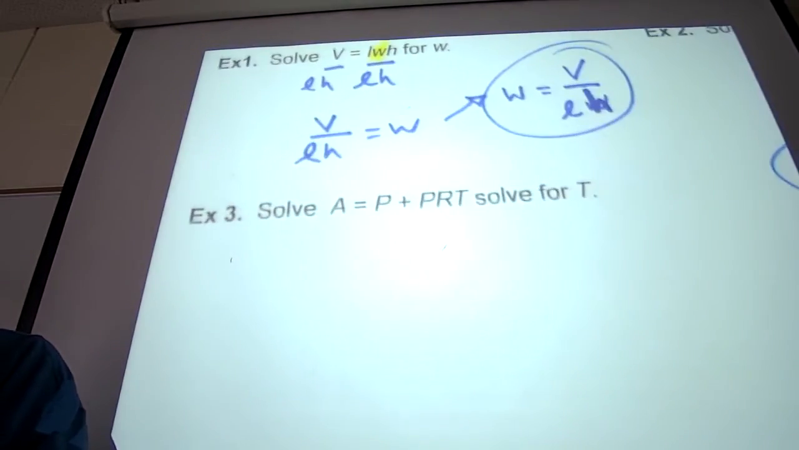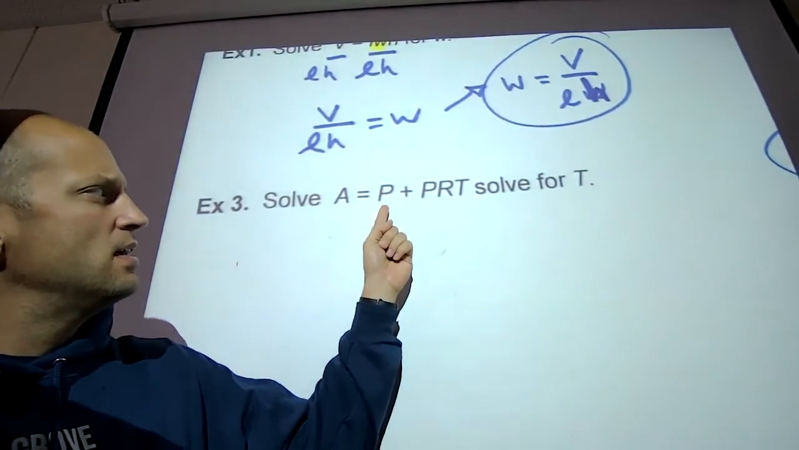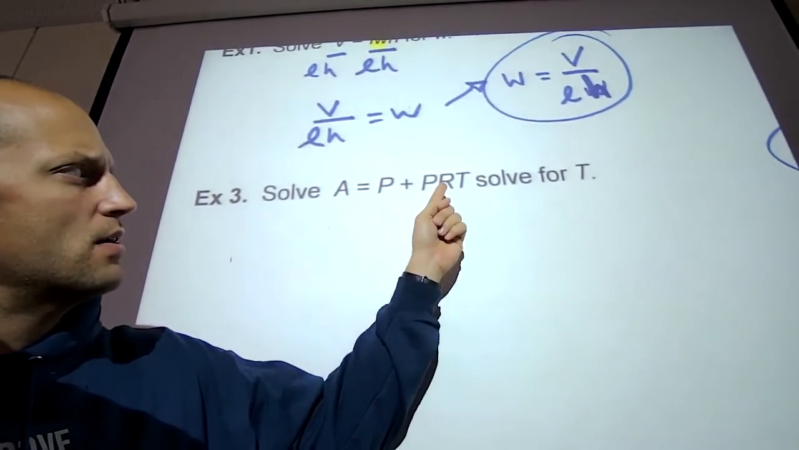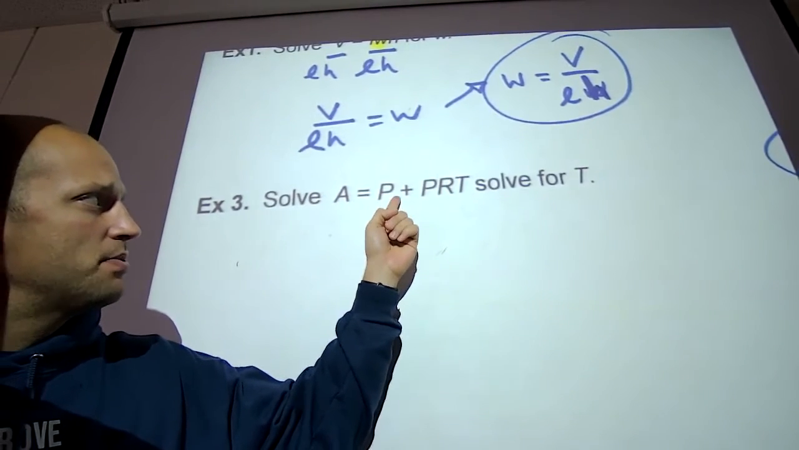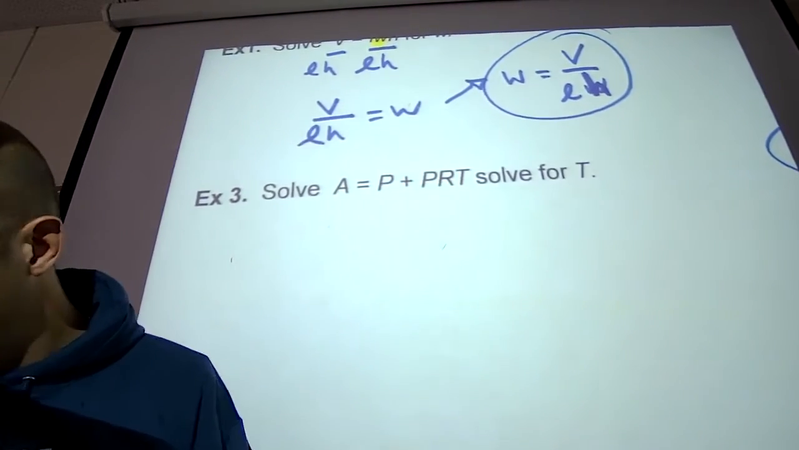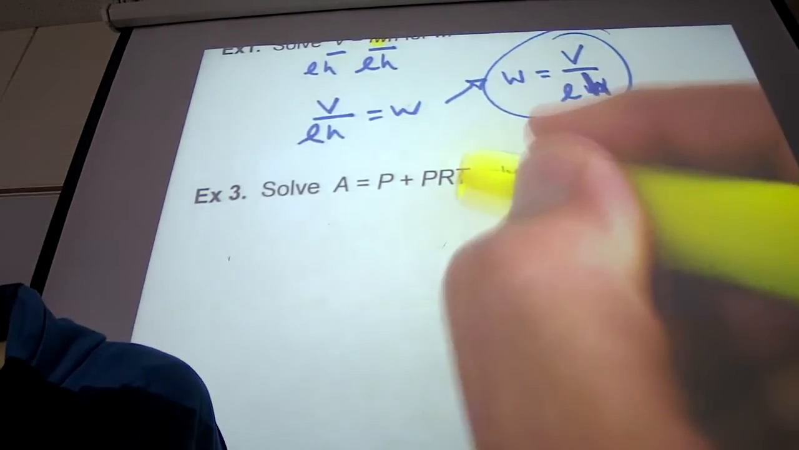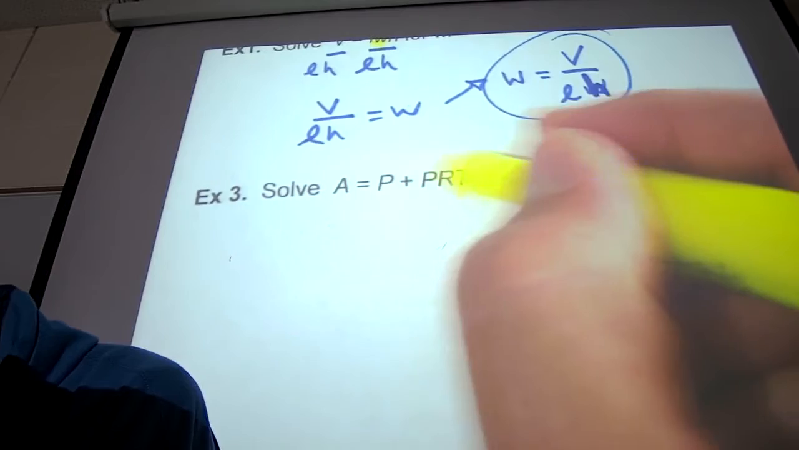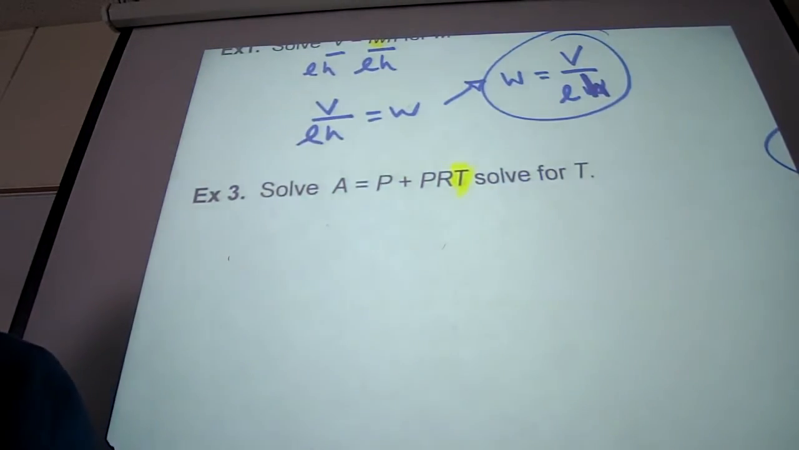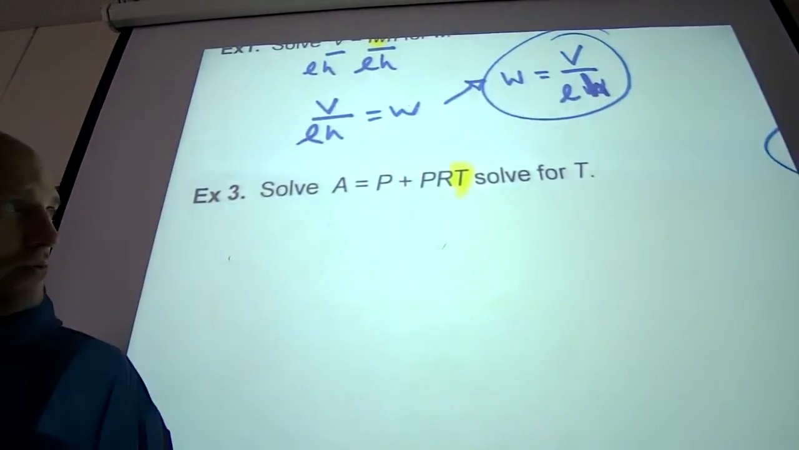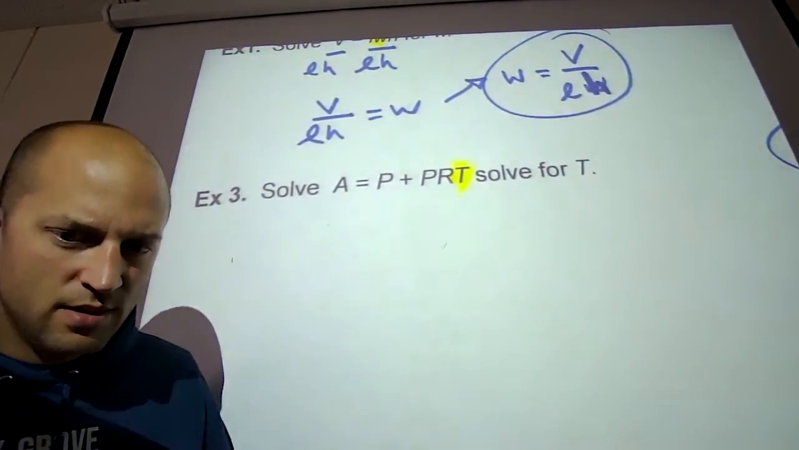All right, last one. I've got A equals P plus PRT. When you see letters written next to each other, that's multiplication. So this T is being multiplied by this P and that R. Okay? So then I ask questions, how can we get this thing started? How do we get rid of some of these other letters?